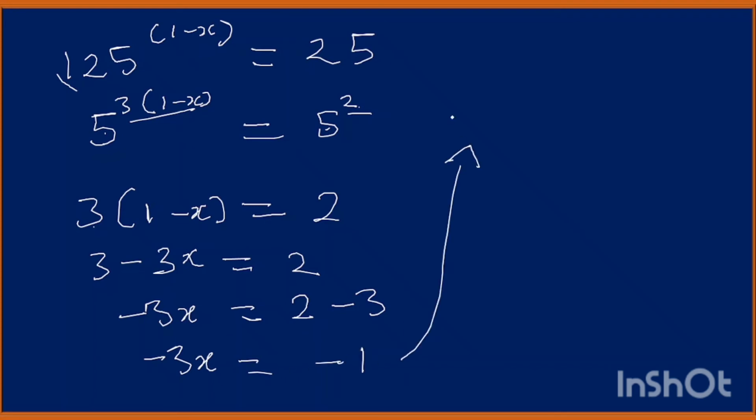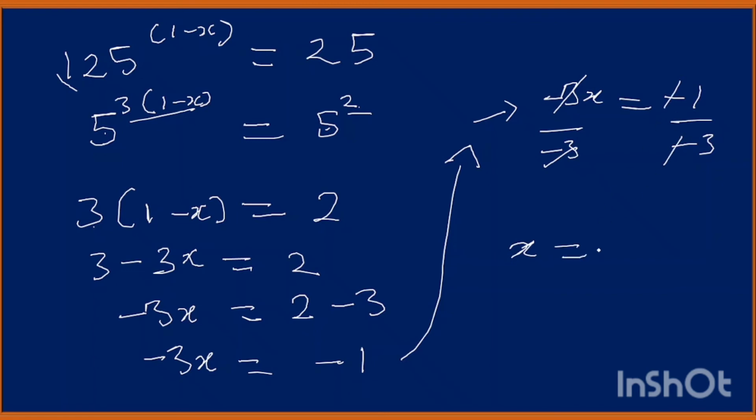So I continue from there. Minus 3x is equal to minus 1. Divide both sides by minus 3, and this will cancel out. So I have that x is equal to 1 divided by 3. So that is the answer for that question.